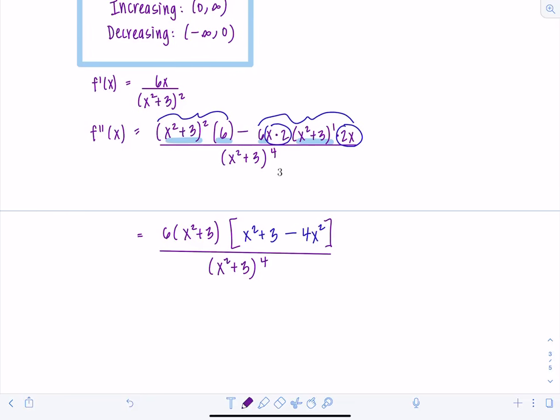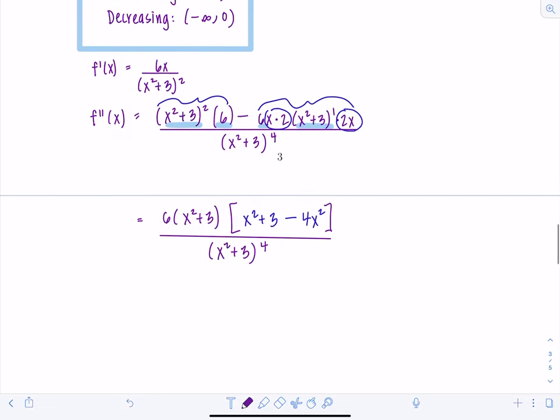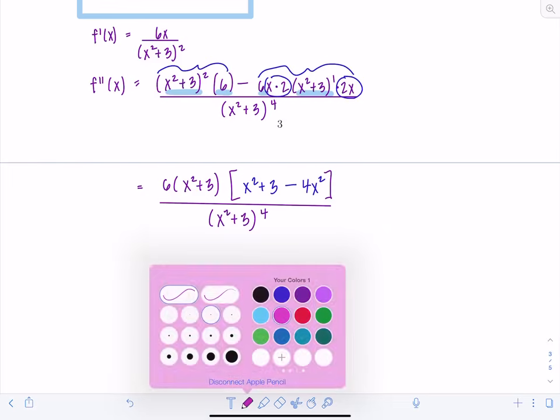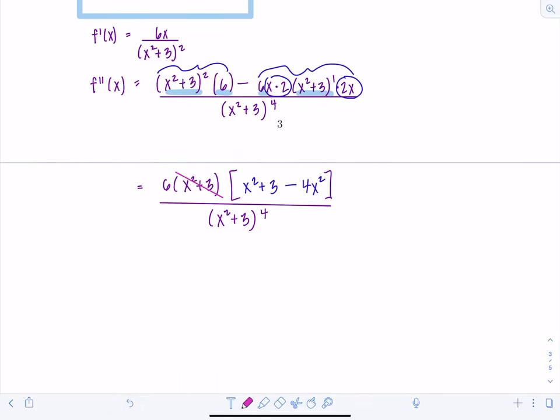All right. Now let's start simplifying, and notice I don't have to do a bunch of foiling and multiplying and combining like terms. I'm already in a pretty good place. So first thing I notice is x squared plus 3 in the numerator cancels with one of the x squared plus 3's in the denominator, so now it's only going to be cubed. And then I still have here 6 times the quantity 3 minus 3x squared over x squared plus 3 cubed.